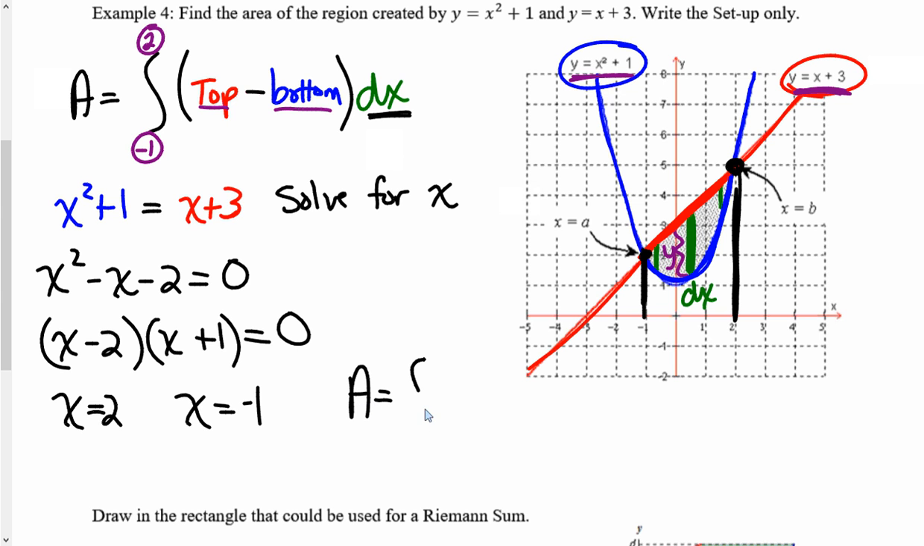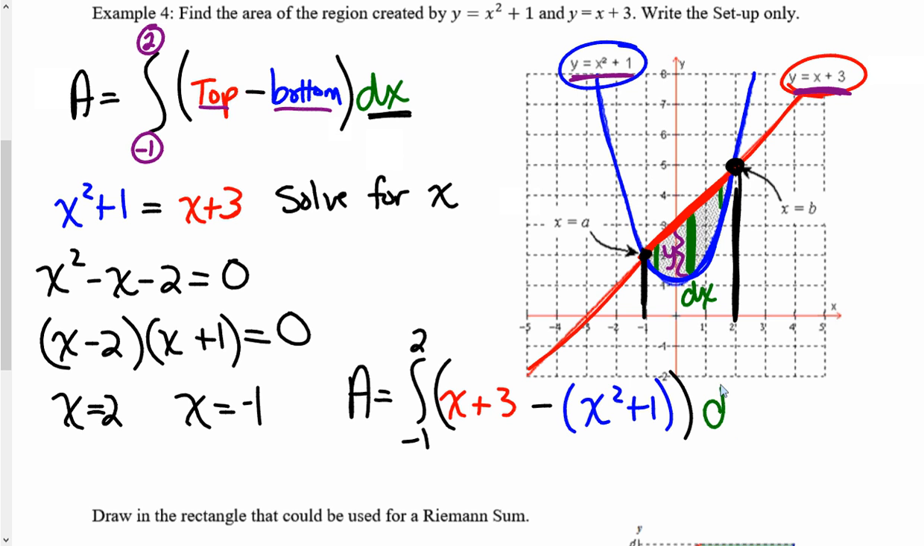my area is going to be from -1 to 2 of the top curve, x plus 3, minus the bottom curve. I'm going to put the bottom curve in parentheses. If I don't do that, then I have to distribute that negative. And I multiply by the width so that I am sure that I have an area. So that is area between two curves. If you need a moment on this example, please pause the video here.